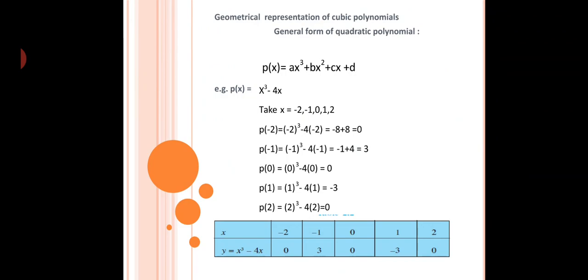One example is given, x cube minus 4x. Now plugging in different values of x: minus 2, minus 1, 0, 1, 2. If you plug in minus 2, you will get 0. If you plug in minus 1, you will get 3. If you plug in 0, you will get 0. If you plug in 1, you will get minus 3. If you plug in 2, you will get 0.